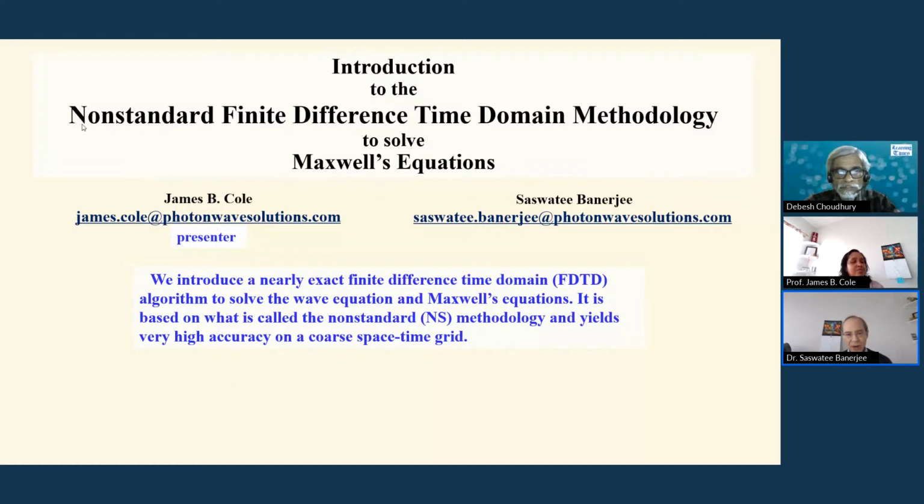The non-standard methodology is very similar to the normal finite difference time domain method that you will see in engineering textbooks, but it's much more accurate. And the way we achieve this accuracy is what I'm going to discuss this evening.